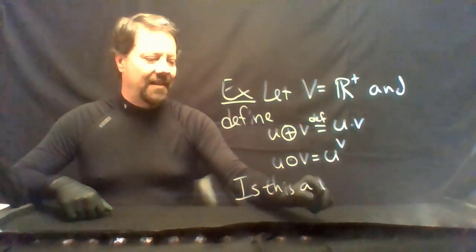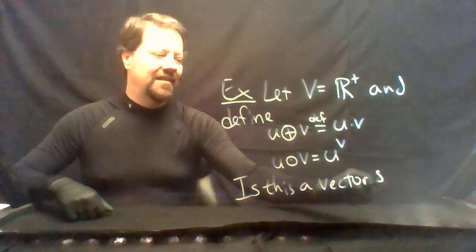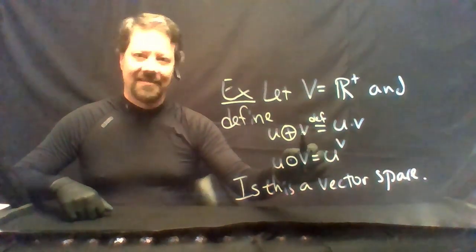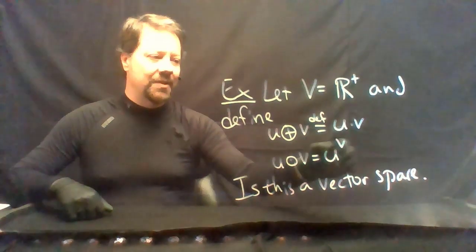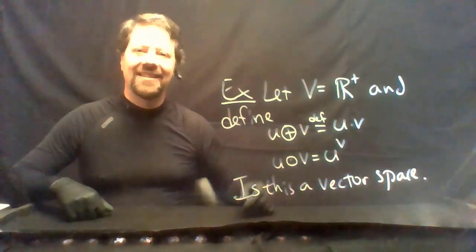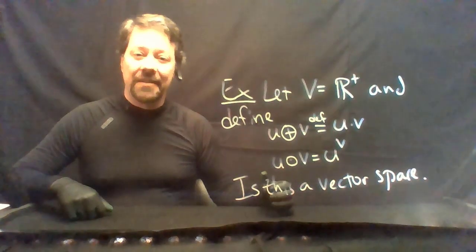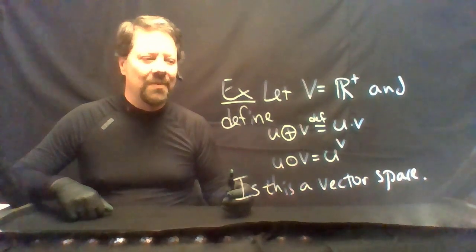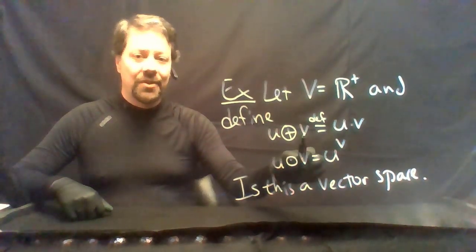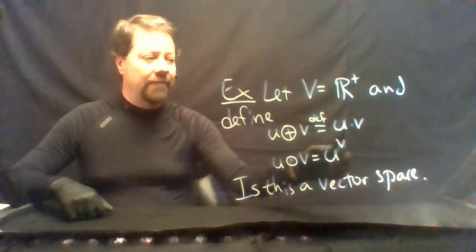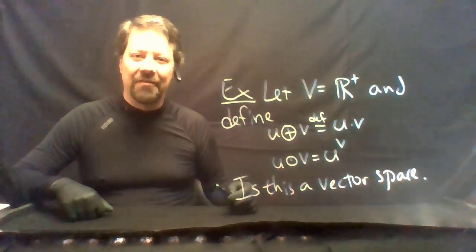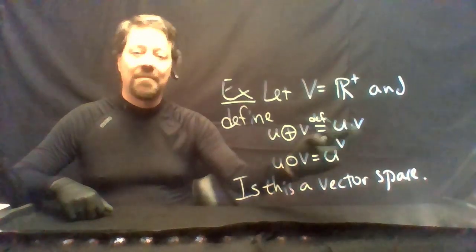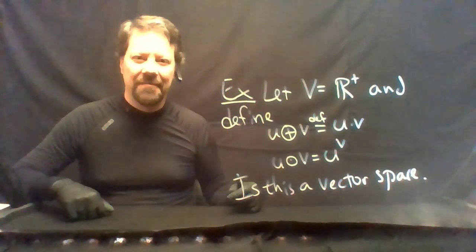Is this a vector space? If you add two positive real numbers by multiplying them, you still have a positive real number. So it does satisfy the closure rule. What is more, this notion of addition is associative because multiplication of real numbers is associative. It's commutative because multiplication is commutative.